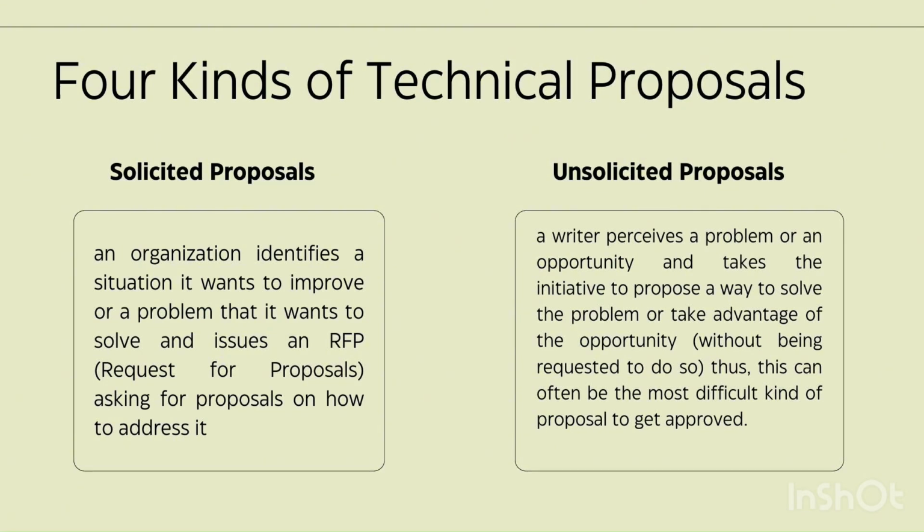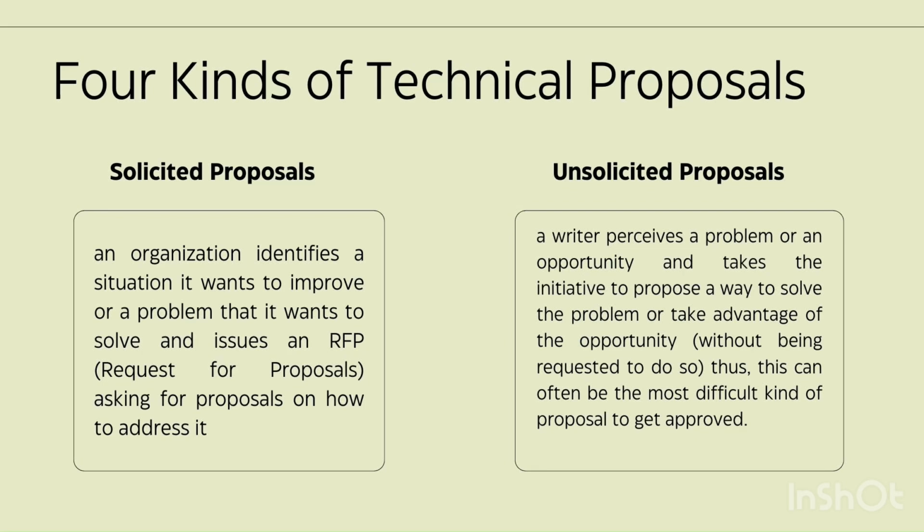First, we have the solicited proposals, where an organization identifies a situation it wants to improve or a problem that it wants to solve and issues an RFP, which stands for Request for Proposals, asking for proposals on how to address it. The requesting organization will vet proposals and choose the most convincing one, often using a detailed scoring rubric or weighted objective charts to determine which proposal best responds to the request.